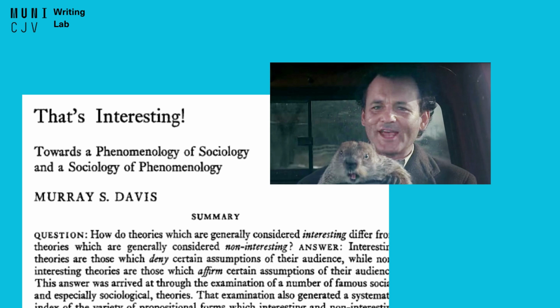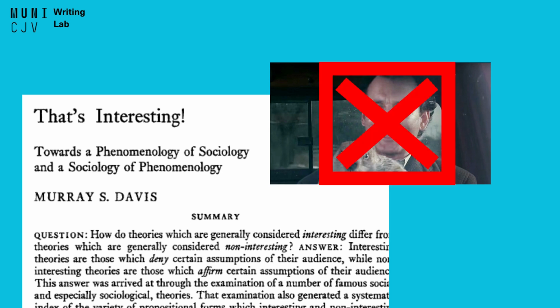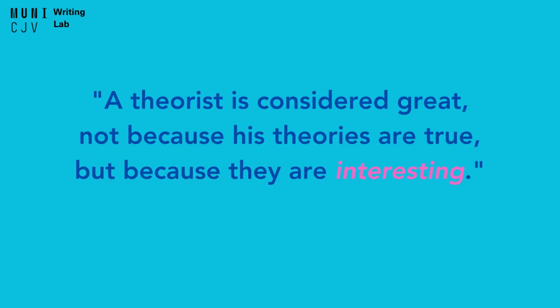One of my favorite scientific articles about this idea is called "That's Interesting," and it was written by a sociologist named Murray. No, not that Murray. This was Murray S. Davis. The article was published back in 1971, but I think it's still pretty interesting. In the article, Davis gives his theory about what makes a scientific theory interesting. He starts by saying, a theorist is considered great not because his theories are true, but because they are interesting.